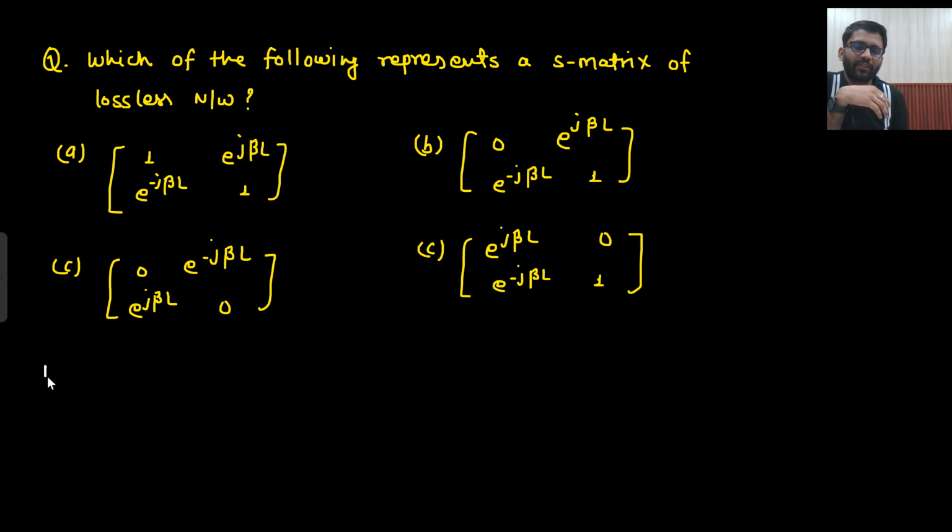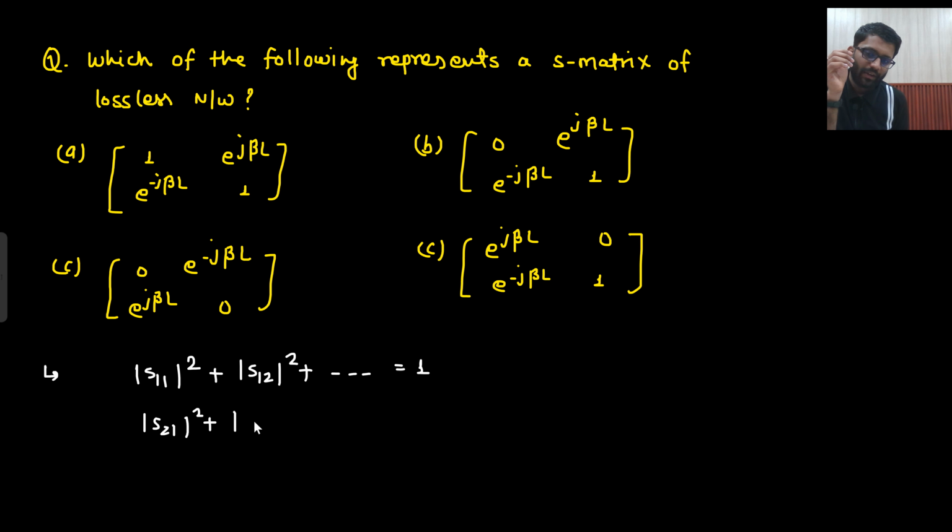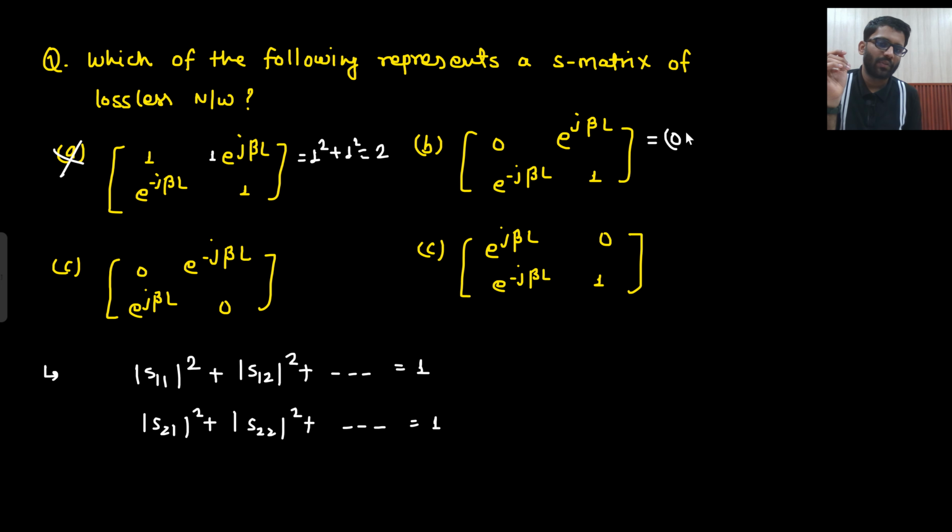So for lossless network, what we have studied is that you take any row and take the magnitude of all the S parameters of that particular row, just add them up, it should be equal to 1. Take the second row, take the magnitudes, add them up, it should be equal to 1. So if I do here, what is the magnitude here? 1. 1 square plus what is the magnitude here? This is the angle, magnitude is 1 only. So magnitude is 1 square. 1 square plus 1 square is 2. I don't even need to check the second one because in the first row only I got to know that this is not lossless. Here 0 square plus 1 square.